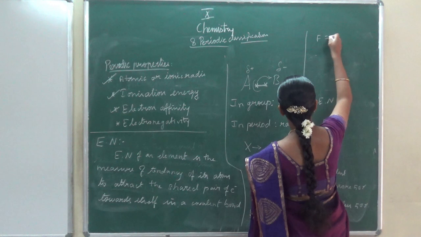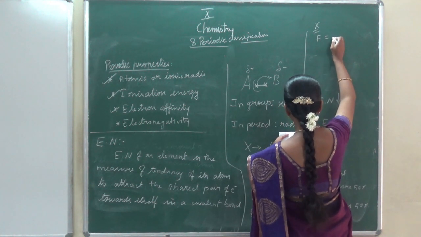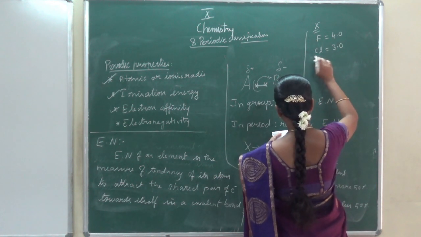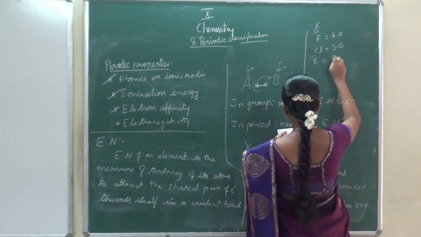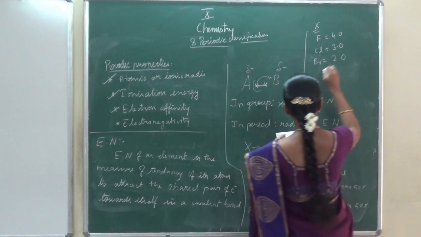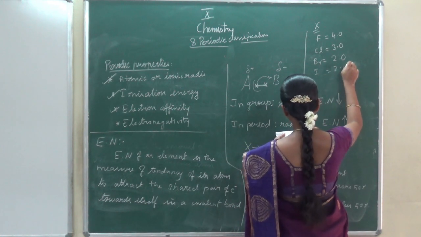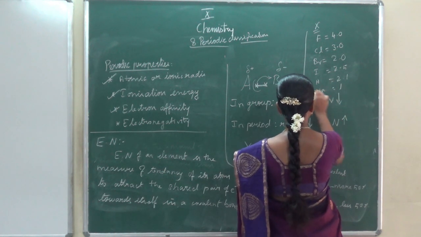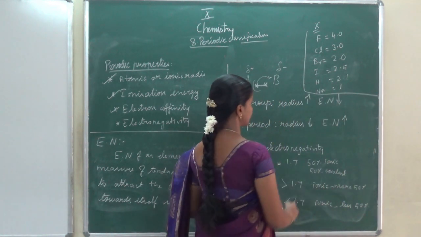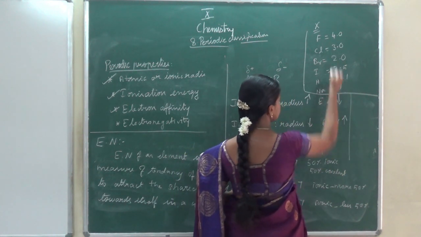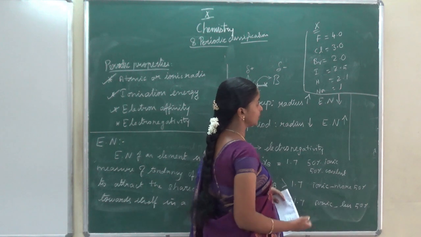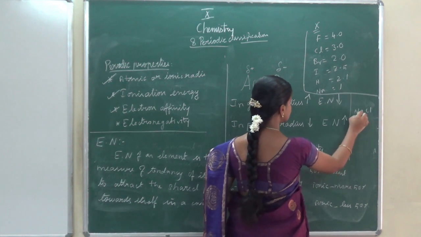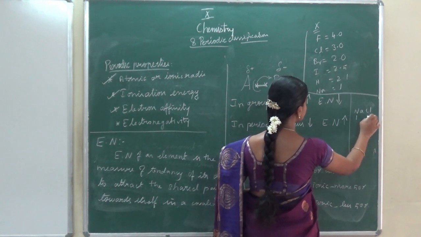Fluorine electronegativity value, the X value, is 4.0. Then chlorine 3.0. Bromine is 2.0. Then iodine 2.5. For hydrogen 2.1. For sodium it is 1. Just see here, NaCl. Let us take NaCl, which is very familiar to us. Na value is how much? 1, and Cl value is 3.0.